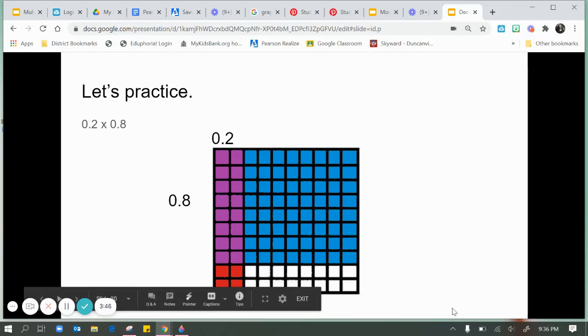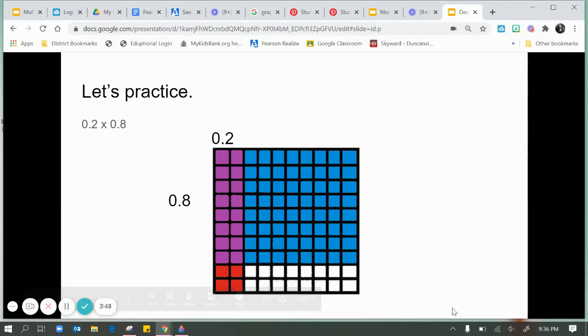Let's practice. Here is the problem, 2/10 times 8/10. I've set up the model for you to see. Pause the video to determine what the product to this problem is. Did you say it was 16/100? If so, you are correct. We can tell by the overlapping part of this model that 16/100 is the correct answer.